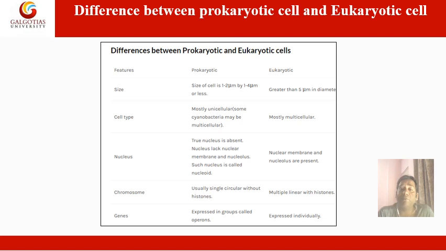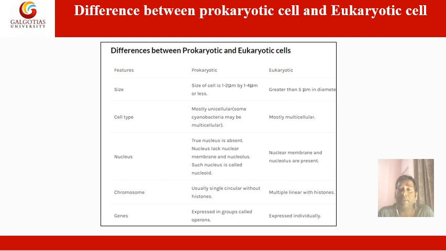Whereas compared to the prokaryotic cell, the eukaryotic cell is much larger in size, and it is generally more than 5 micrometer in diameter. Now if we see the cell type, the prokaryotic cells are mostly unicellular like most of the bacteria. However, there are certain cyanobacteria that can be multicellular. But most of the eukaryotic cells are multicellular. However, certain eukaryotic cells like protozoa or protista are unicellular.